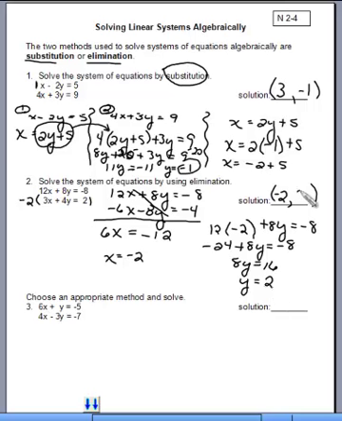So my solution is the point negative 2, 2. And remember, if we graphed these, the solution would be where those lines intersect.